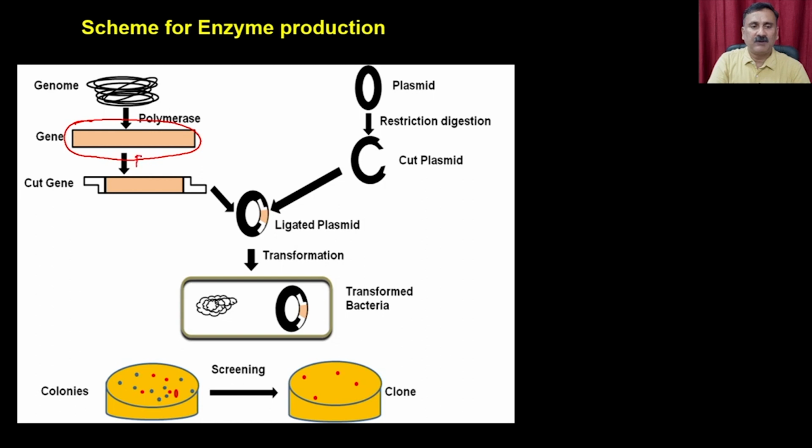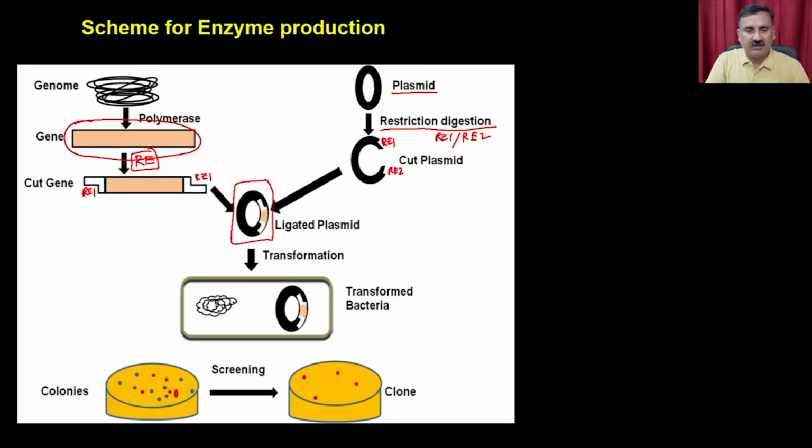This gene fragment has to be digested with the restriction enzyme, and that's how you get the sticky ends. For example, if you are using 2 restriction enzymes, then you are going to have 2 sticky ends. In the same way, you treat the vector, in this case the plasmid, which is digested with the restriction enzymes RE1 and RE2. So you have the sticky ends RE1 and RE2. Once you put them together in a ligation reaction with the help of the enzyme T4 DNA ligase, you get the chimeric DNA or the chimeric plasmid.